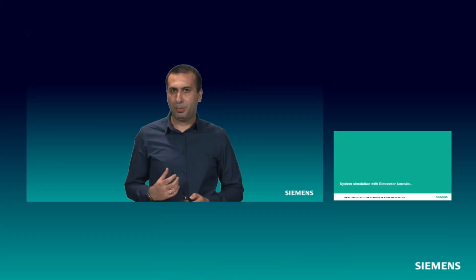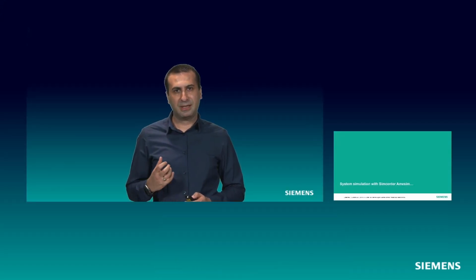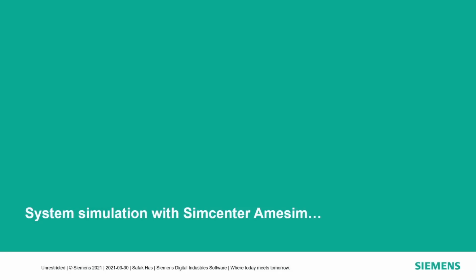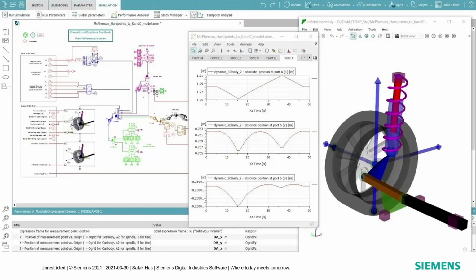So I will try to open two different windows for the same scene, let's say. The first window will be about the simulation part, where I will be presenting our Simcenter AMESim solution in the context of system simulation. Let's see how it looks like. So here we have the Simcenter AMESim.